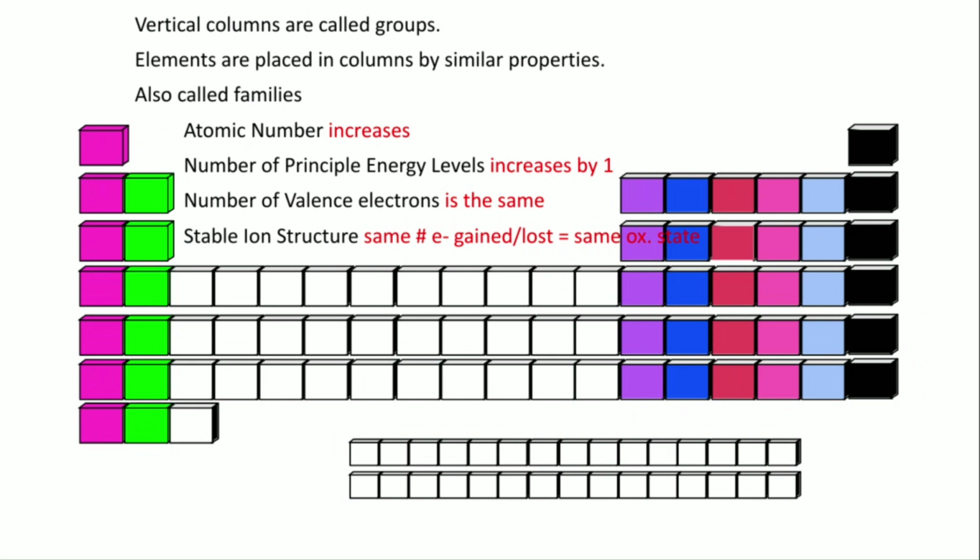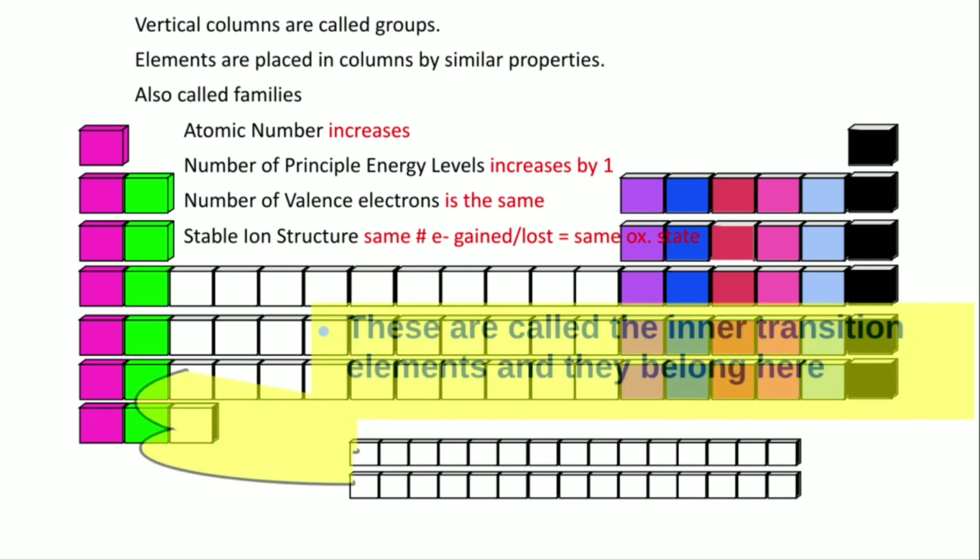Now, the vertical columns are called groups. In each vertical column, you can see that the atomic number increases, and the principal energy levels increase by 1. So as we go down the group, you'll notice that we continually add 1 shell of electrons, but the number of valence electrons is the same. That means that since the number of valence electrons are the same, the stable ion structure will also be the same, giving elements in the same vertical column, called a group, similar chemical properties.